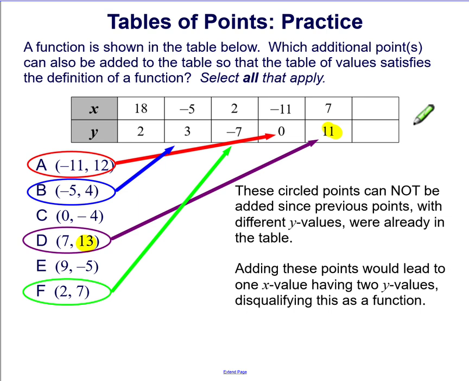And finally, let's look at option F. For option F, I see this has an x value of 2. However, there already is an x value of 2 with an output of -7. If I were to add this one, this would have an output of +7. So 2, +7 going into the blank spot here would also disqualify this table as being a function. And those are the reasons why these 4 points cannot be added into that blank space.